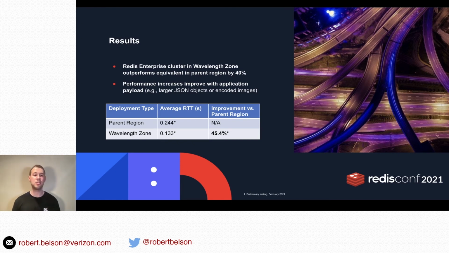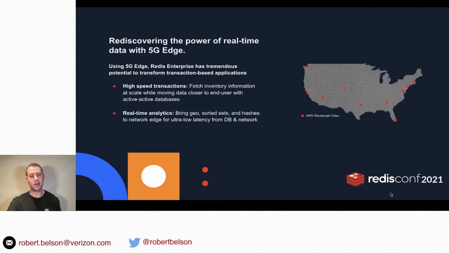And I'll mention a huge thank you to Andre and team, our solution architects at Redis Enterprise, who helped us with these experiments here, because we started to think about applications. Again, the theme of Virtual RedisConf this year is all about rediscovering the power of real-time data. We think there's a tremendous opportunity with Redis Enterprise at the edge, not just because you can stand up a standalone cluster and see those performance benefits as a standalone unit, but if you start to think about active-active databases, there's such tremendous opportunity for high-speed transactions, but also the replication associated with it.